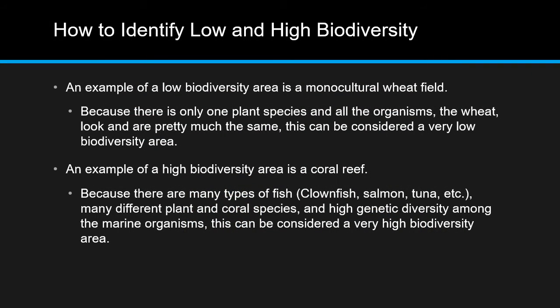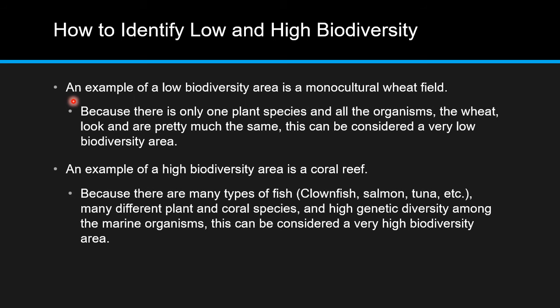So how exactly do we identify low and high biodiversity areas? Well, an example of a low biodiversity area is a monocultural wheat field. Why? Because there's only one plant species, the wheat, and all the organisms look and are pretty much the same because there's little genetic variability within the species. Because of that, this can be considered a very low biodiversity area.